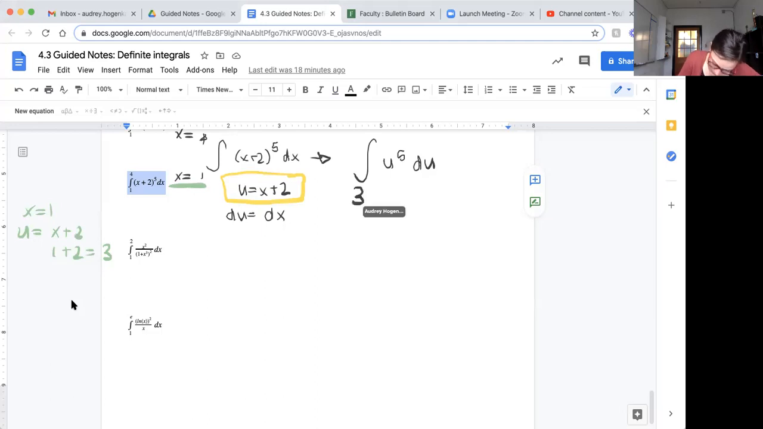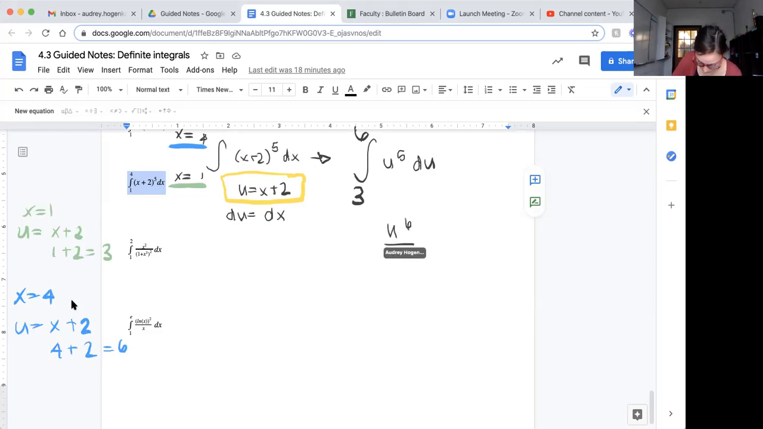And then I need to figure out my upper bound. My upper bound is x equals 4. U equals x plus 2, 4 plus 2 equals 6. So my upper bound in terms of u is going to be 6. So I have the integral from 3 to 6 of u to the 5th du. The integral of u to the 5th is u to the 6th over 6, from 3 to 6.